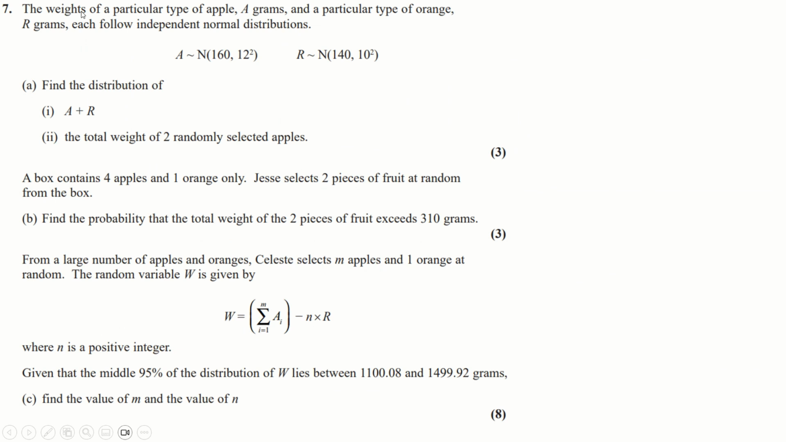The weights of a particular type of apple are given like this, and the oranges are given like that. Find the distribution of A plus R. So that's very simple. There's no multipliers going on here, so we're just going to add the two expected values, add the two means, and we're going to add the two standard variances.